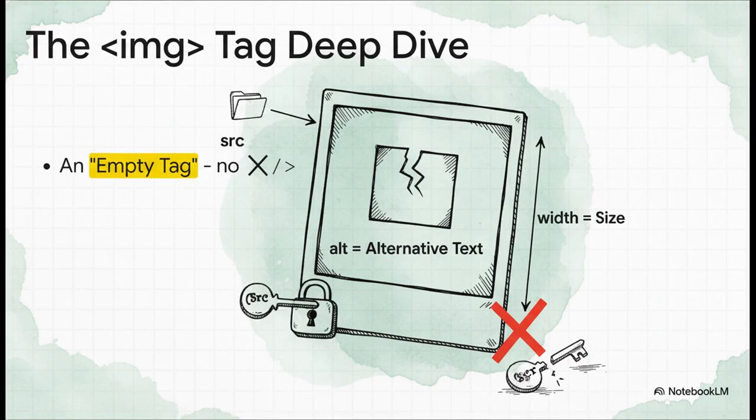Okay, next up, the alt attribute. What's that about? That's your backup plan. It stands for alternative text. If the image breaks, this text shows up instead. It's also super important for people using screen readers. Good, and we can also control the image size with the width attribute.